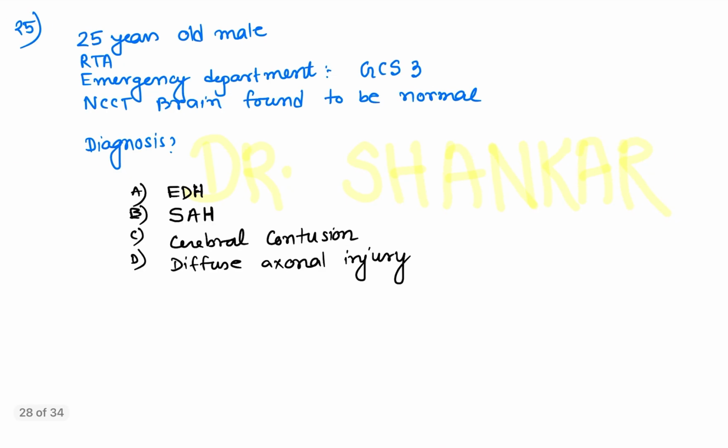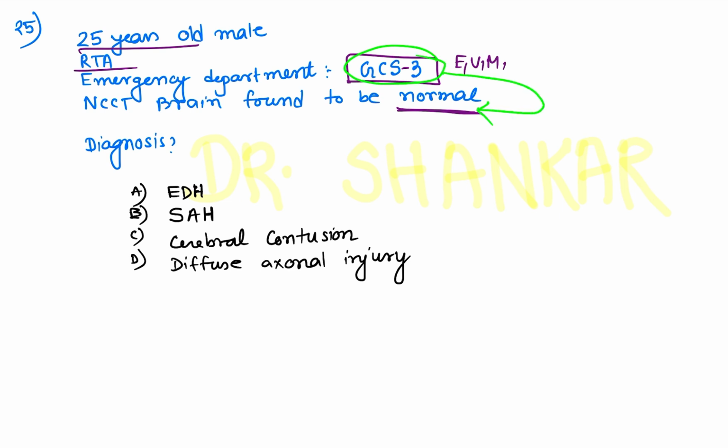Coming to question number 25, a 25 years old male following road traffic accident presented to emergency department with GCS 3. As you can see, the lowest GCS means E1, V1 and M1. So NCCT brain was done and found to be normal. Although the patient's GCS is very poor, 3, the NCCT brain is normal. This is a repeated question from previous INICET or AIIMS paper. This is a typical case of diffuse axonal injury.